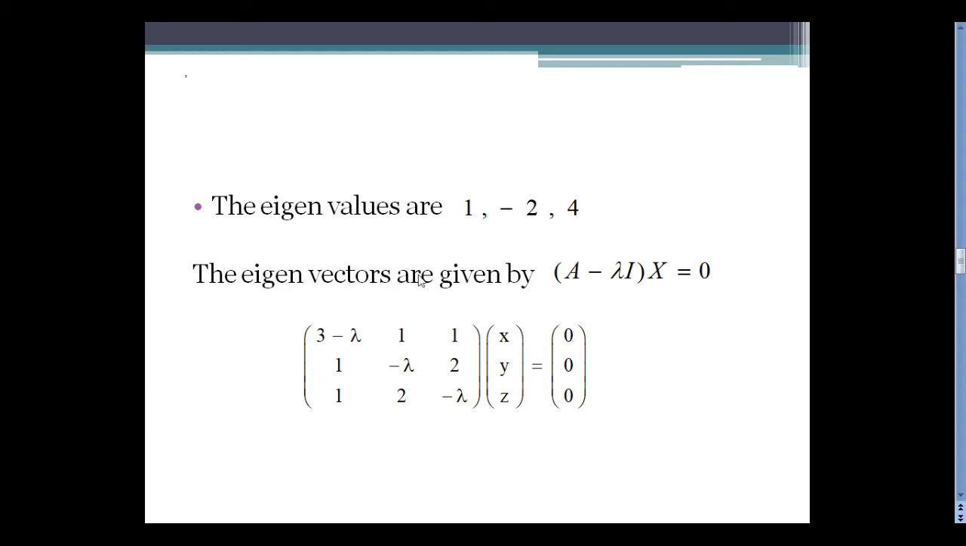Now the eigenvectors are given by A minus lambda I into X equal to 0. So we write the A matrix minus lambda I, that is 3 minus lambda, 1, 1; 1, minus lambda, 2; 1, 2, minus lambda, which is multiplied with X. The capital X is nothing but x, y, z, which is equal to the zero matrix.